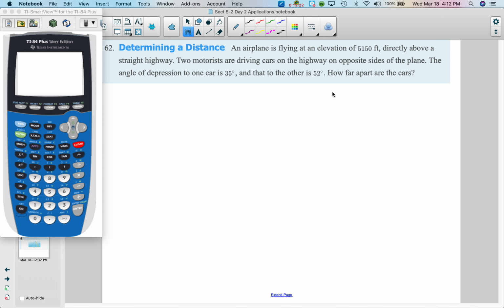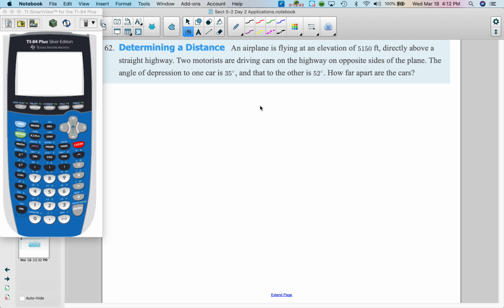we've got an airplane flying at an elevation of 5,150 feet directly above a straight highway. Two motorists are driving cars on the highway on opposite sides of the plane. The angle of depression to one car is 35 degrees, and that to the other is 52 degrees. How far apart are the cars?